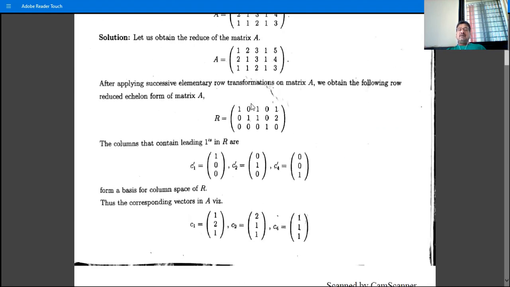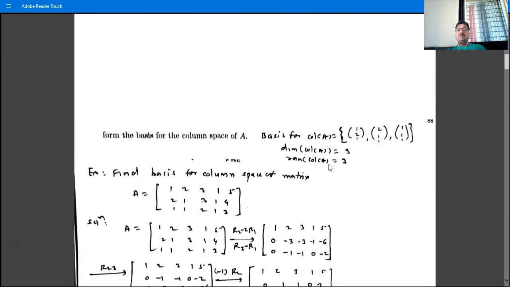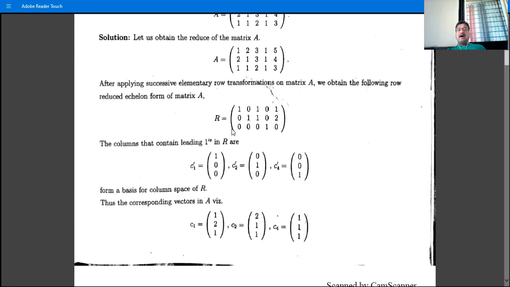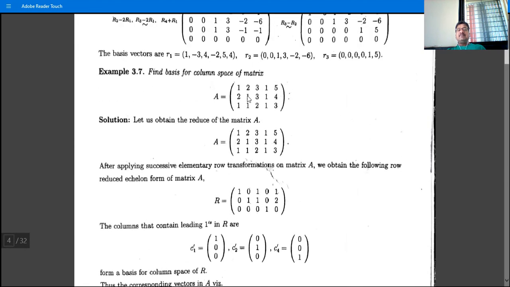The first, second and fourth columns contain leading 1, and so the corresponding columns 1, 2 and 4 form the basis for the column space of A. This is the basis for the column space of R, and you have to write the basis for the column space of A. So what is the basis for the column space of A?